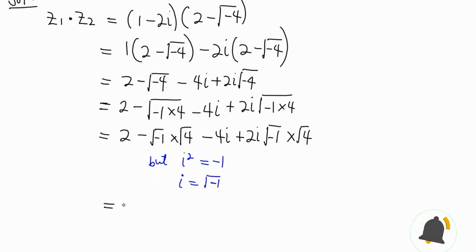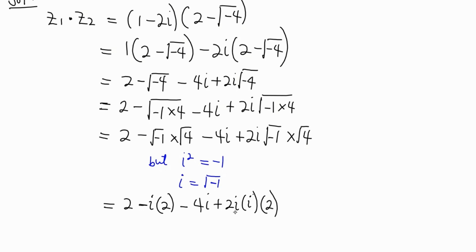And here we can see that 2 minus, now square root of negative 1 here, we know the same thing as i, so we bring our i here. And we also know that square root of 4 is the same thing as 2. So minus 4i and plus 2i. We also know that square root of negative 1 is the same thing as i, so we bring it as such. And then we know square root of 4 is the same thing as 2, so we also write it. Here we can see that 2 minus 2i is there, and we have minus 4i plus, so 2i times i gives us 2i squared, and then also multiplied by 2.